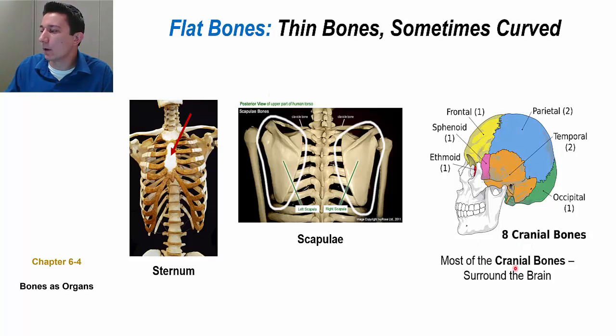Most of the cranial bones, not all of them, are what we consider flat bones. So most of the bones that make up the bony cage that surrounds the brain are what are collectively known as the cranial bones. And most of these are flat. Not all of them are flat, but most of these are considered flat bones.